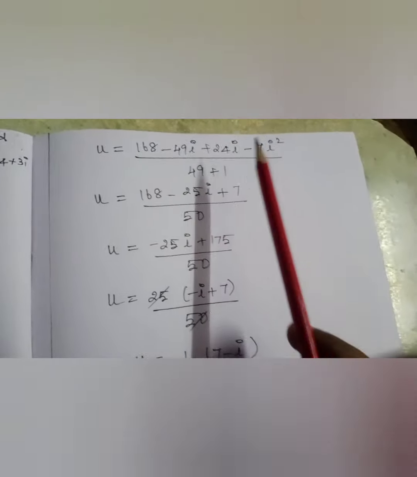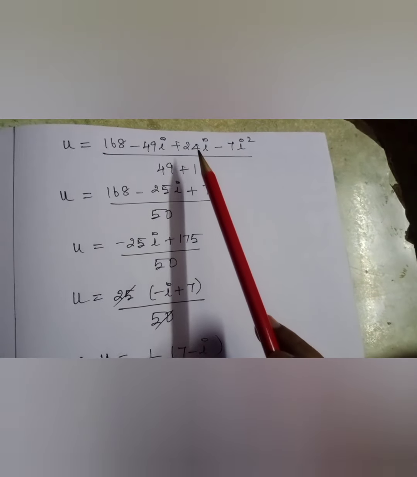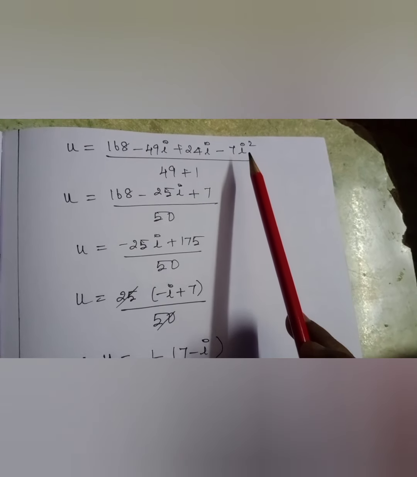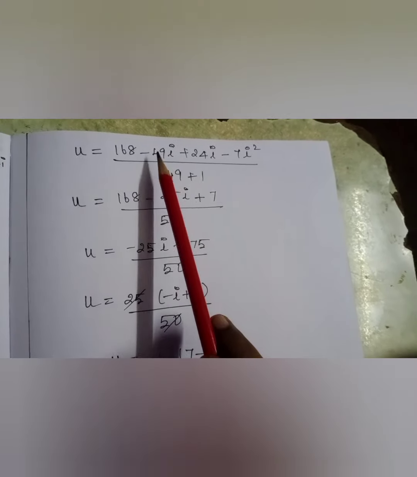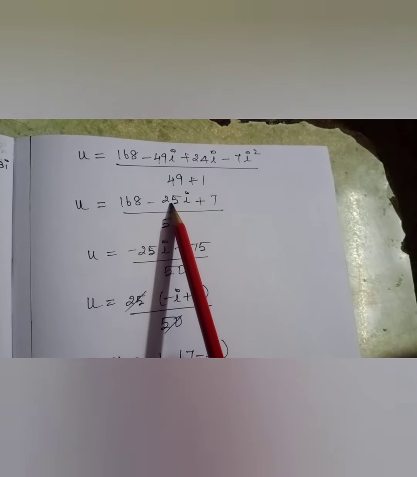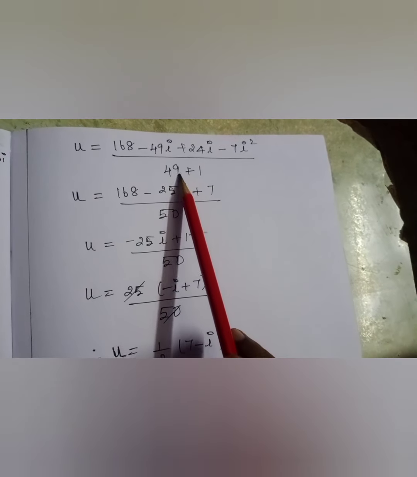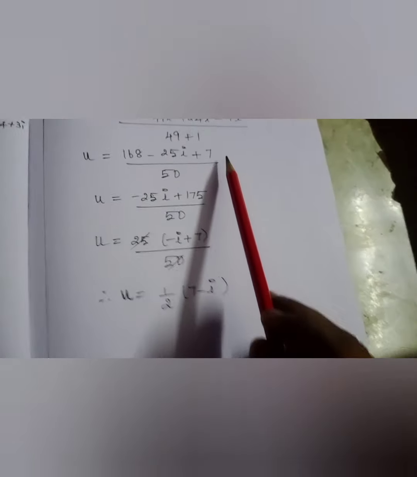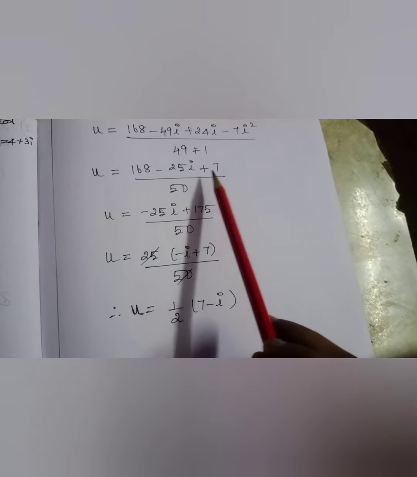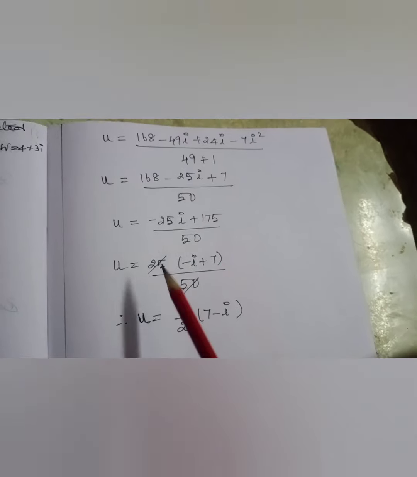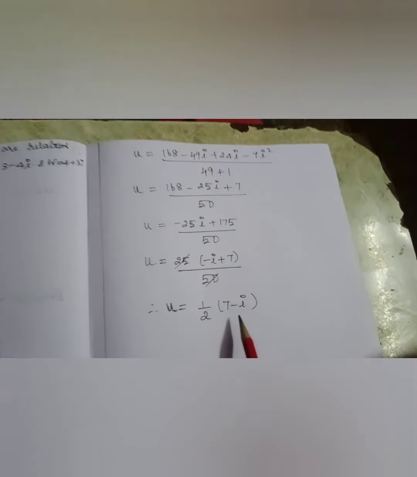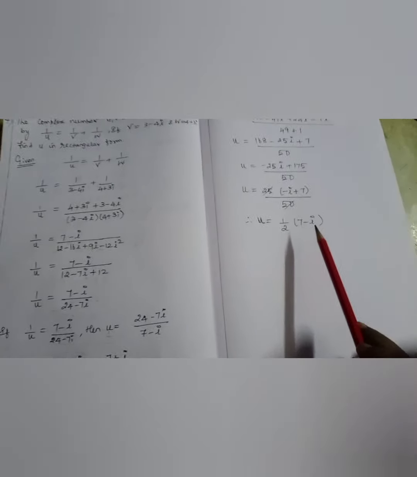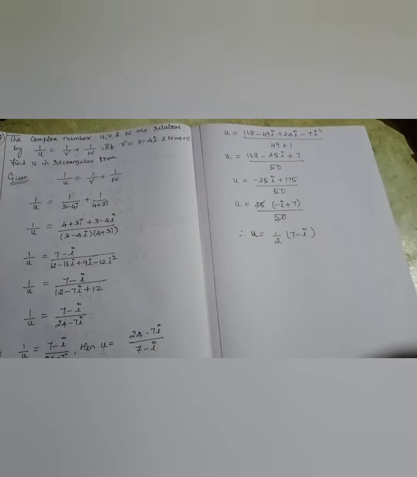So I am getting 168 minus 49i plus 24i minus 7i square. What is i square? i square is nothing but minus 1. So this will become plus 7. And here minus 49i plus 24i is minus 25i. And in the denominator it will become 49 plus 1. So you have 168 minus 25i plus 7, that is nothing but 175 minus 25i divided by 50. So I can take the 25 outside and cancel, and get the u value to be 1 by 2 into (7 minus i). So this is how we have to do.